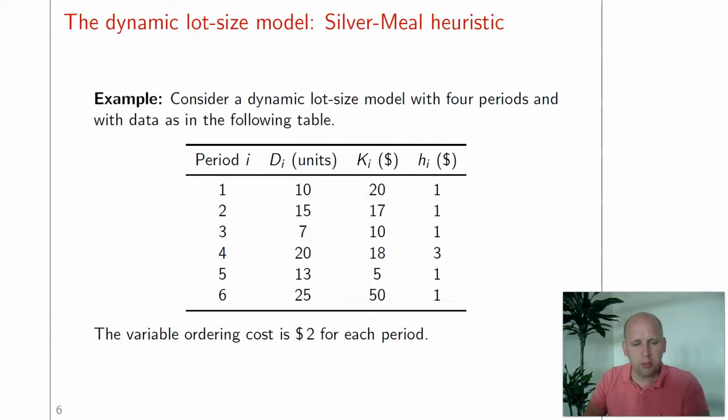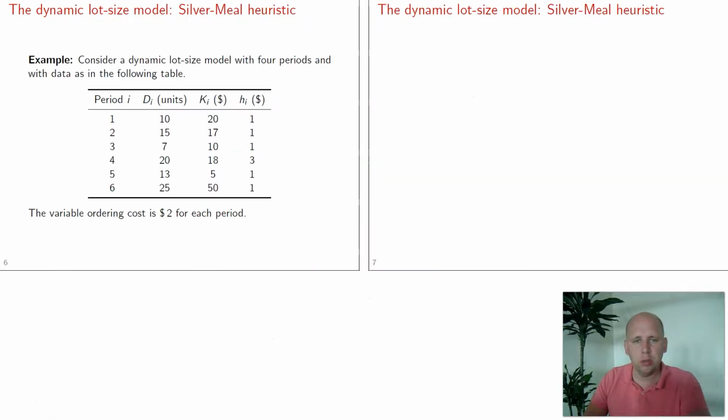One more thing is the variable ordering cost is $2 for each period. So it's indeed constant, so that means that we can use this heuristic. So we start with iteration 1. That means that we start with i is 1, and then the question is for how many periods are we going to order in period 1.